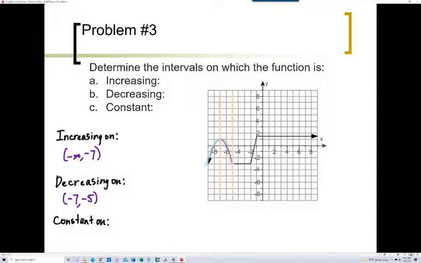And then from -5 until you get to -2, you're constant. So -5 to -2, we're constant. And now you can see we're going to increase between -2 and -1. So we would put a comma and then put the interval -2 to -1. And then notice from now on the graph is constant, so we're constant on the interval from -1 to infinity.